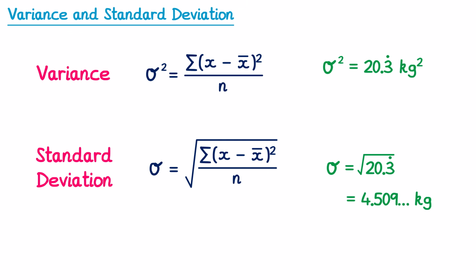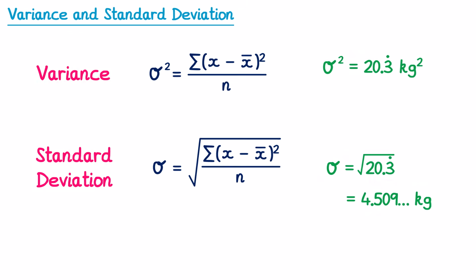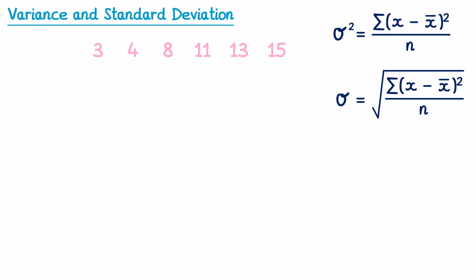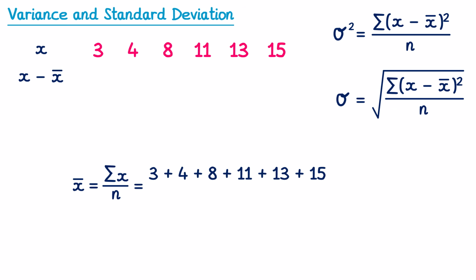Now that we've found the variance and standard deviation for the green set of data, let's repeat this calculation for the red set of data. You might want to give this a go on your own first. So let's label this data with a variable, like x, and we'll need to work out x minus x bar. To do this, we'll need to work out the mean, x bar. We work out x bar by doing the sum of x over n. So we need to add up all of these values, and then divide it by how many there are, which is 6. And this one also has a mean of 9.